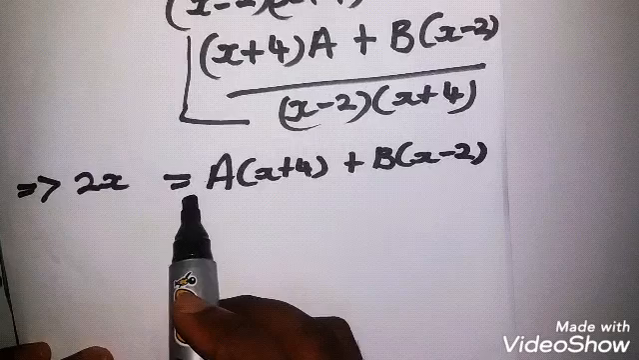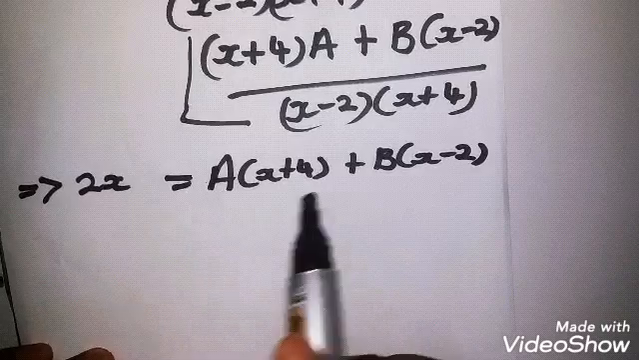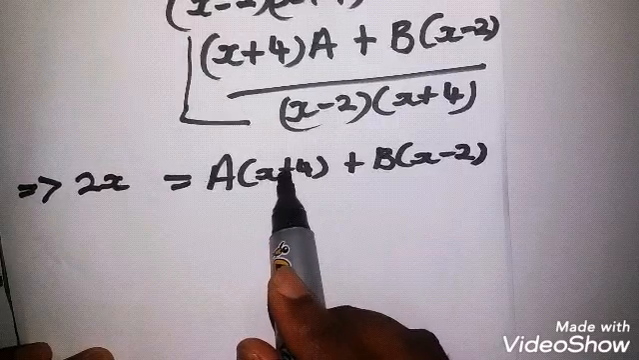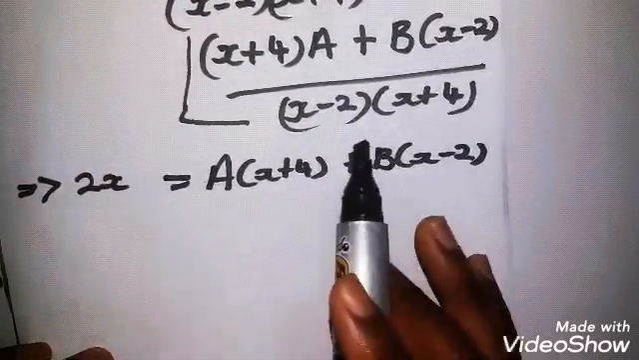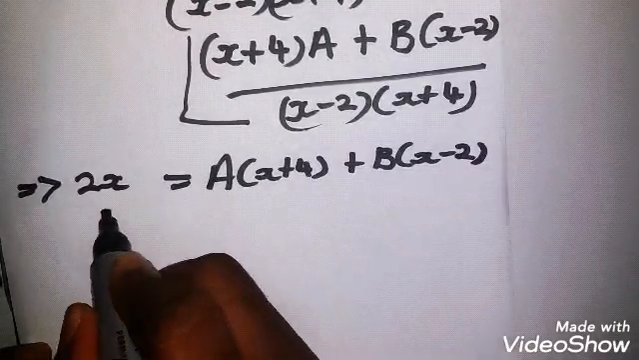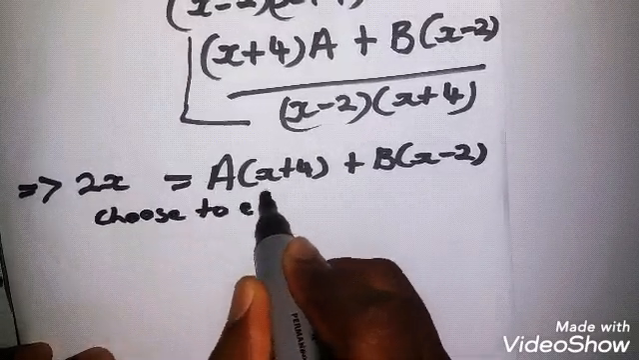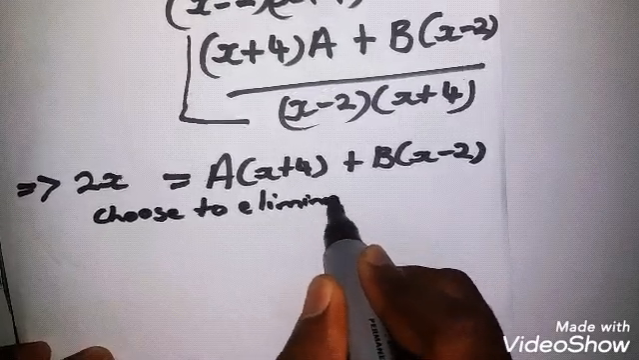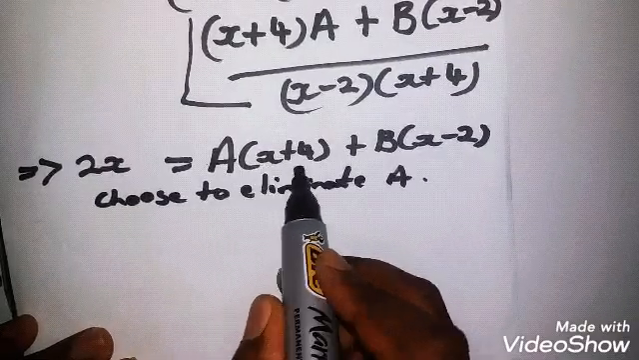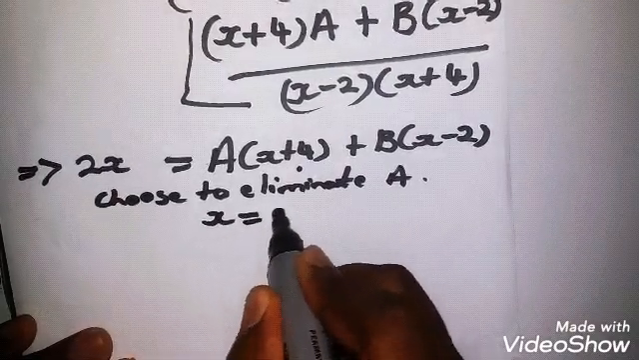In order to solve this, we have to choose each one to eliminate. So we can begin by eliminating A. To eliminate A, we'll make sure this value here is 0, so that A goes out of the equation, and then we can get the value for B. So let's begin by choosing to eliminate A. If we choose to eliminate A, we imply x will be negative 4, so that negative 4 plus 4 gives 0, so we'll take x to be negative 4.